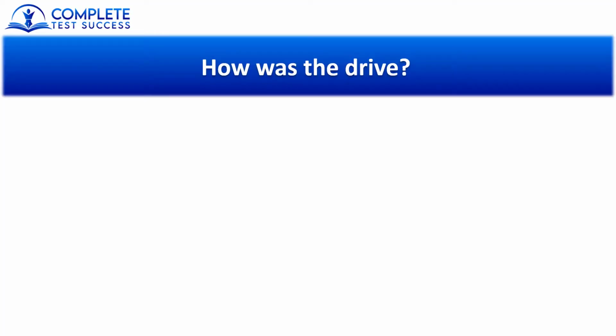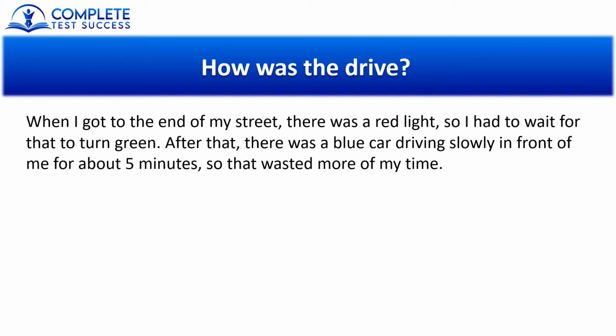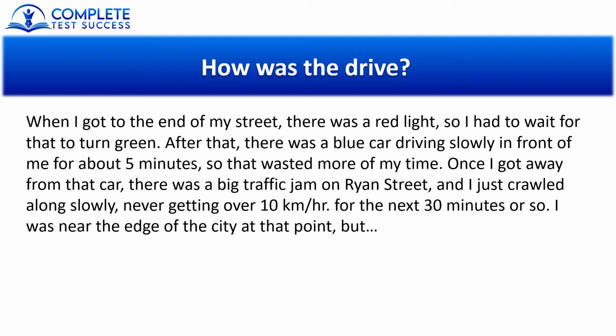Now, the answer your friend is expecting is an overview of what happened. What would your friend think if this was your answer? When I got to the end of the street, there was a red light, so I had to wait for that to turn green. After that, there was a blue car driving slowly in front of me for about 5 minutes, so that wasted more of my time. Once I got away from that car, there was a big traffic jam on Ryan Street, and I just crawled along slowly, never getting over 10 kilometers per hour for the next 30 minutes or so. I was near the edge of the city at that point, but... and so on and so on.